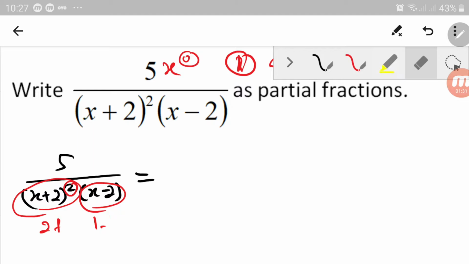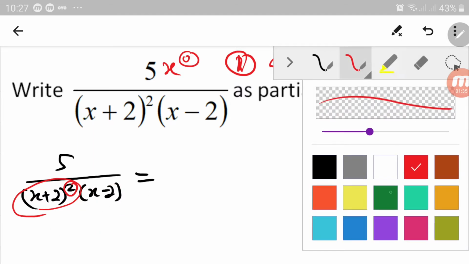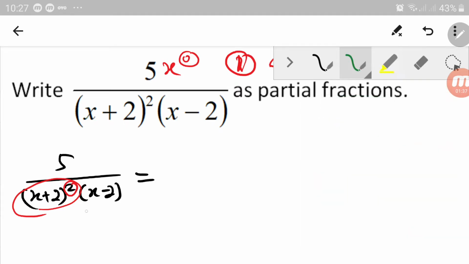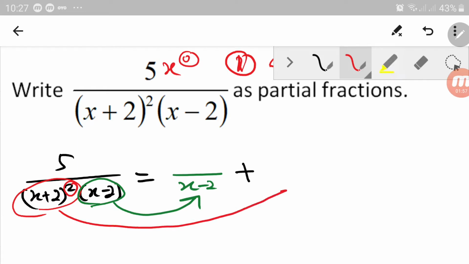Now maybe I use a different color for this one. So let's copy paste this one first. So we have x minus 2, plus. And then the red one, it has a special property. You see over there, it is a repeated factor. A repeated factor is a little bit different. So just copy paste.